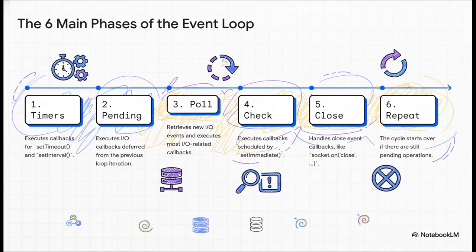Then it moves on, and a really important one is the poll phase. This is the workhorse where most of your I/O callbacks, like from file reads or network requests, get processed. Right after that, it hits the check phase, which is specifically for setImmediate callbacks. Then it wraps up with close callbacks. And once it's done, if there's still work to do, the whole cycle just starts right back at the beginning.